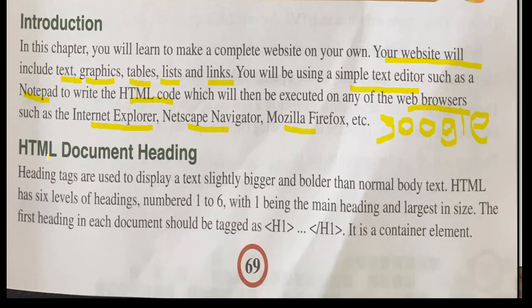Okay, let's start. HTML document heading. So in a website, there is a heading. There is a heading tag that can be used to display a text slightly bigger and bolder than a normal body text. A heading has a number from 1 to 6. So if you use the heading, you need to use the H followed by the number. Number 1 is the largest size. H1 is the largest size.